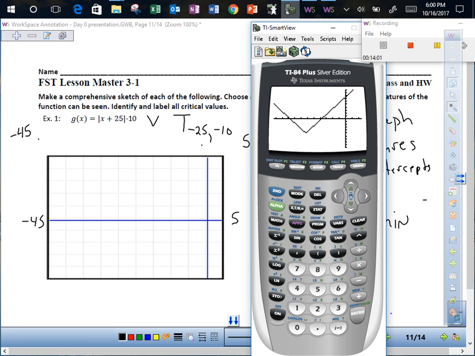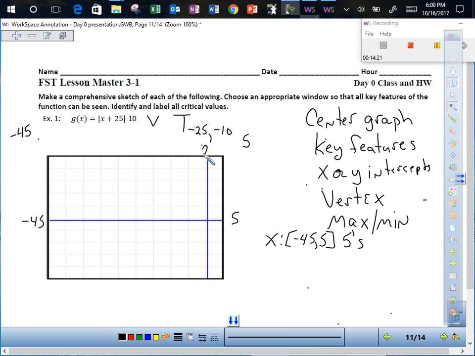So I'm going to come back into my calculator and I'm going to go trace 0. I need to make sure I cover at least 15. Well, I can get that if I count by 5s also. So 5, 10, 15, 20, 25. 5, 10, 15, 20, negative 25.